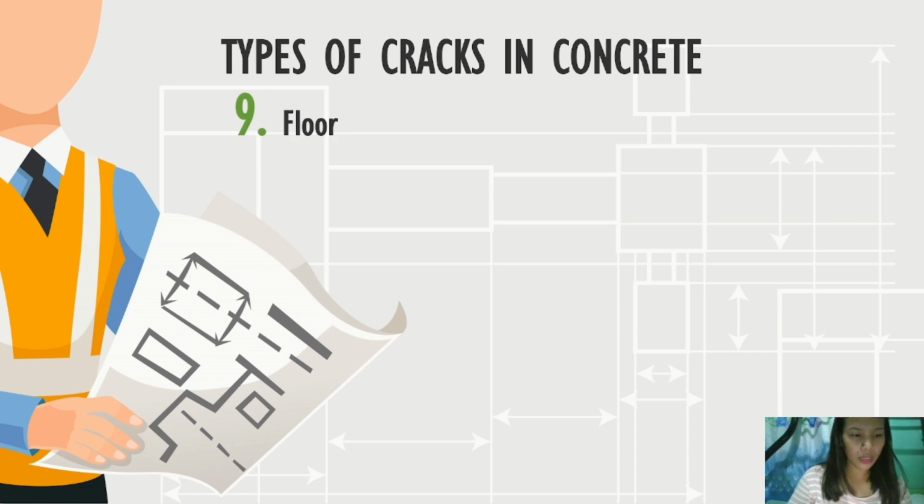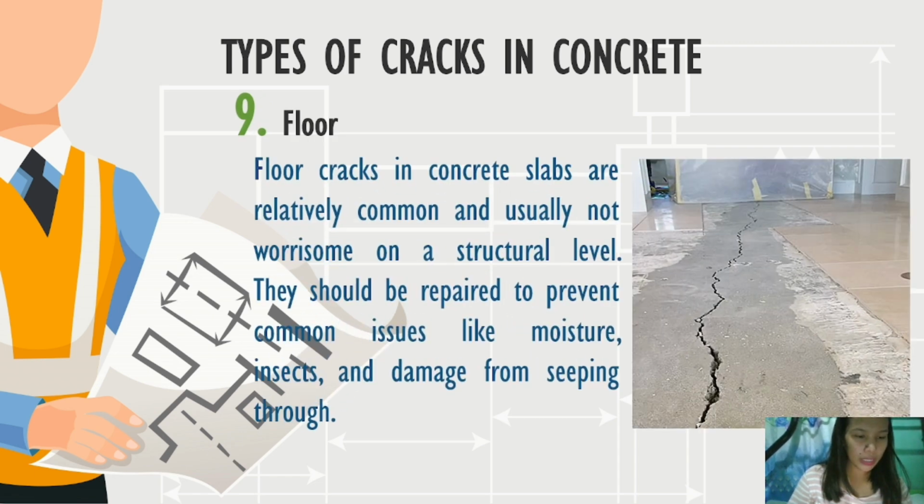And the next type is floor. Floor cracks in concrete slabs are relatively common and usually not worrisome on the structural level. They should be repaired to prevent issues like moisture, insects, and damage from seeping through. When floor cracks leak, it is usually caused by hydrostatic pressure or a high water table. Therefore, sealing the crack will redirect those issues elsewhere, so fixing the source of those problems beforehand is recommended.